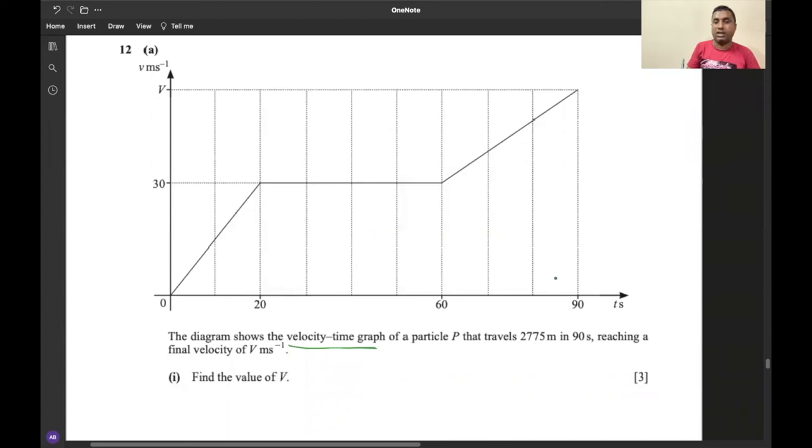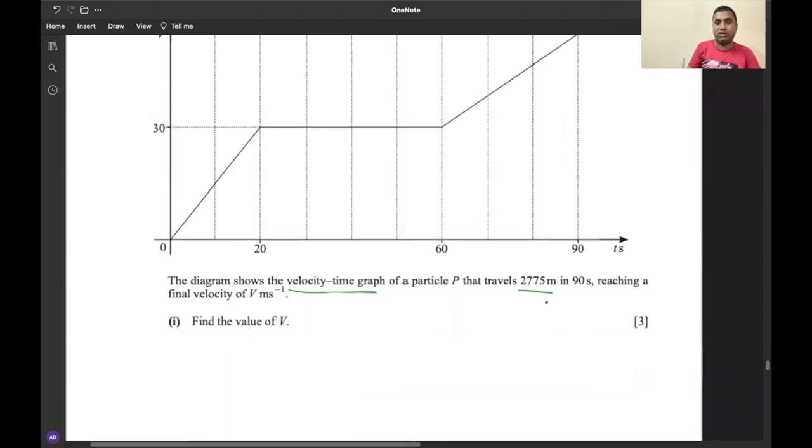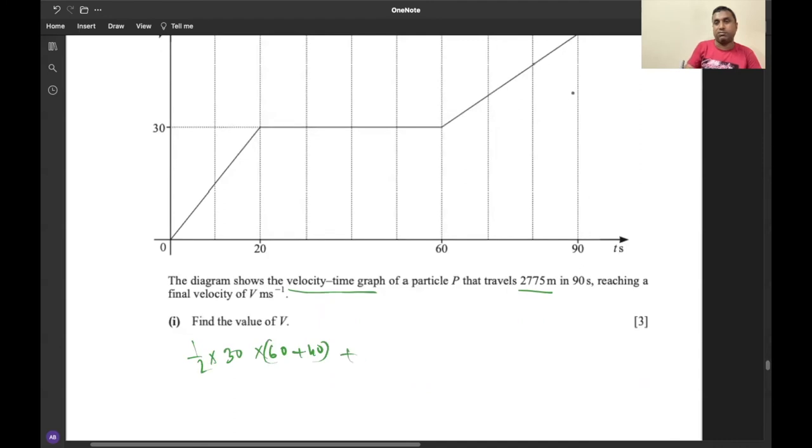So this is velocity time graph, that is, area represents distance. So the distance is 2775 meter. So let me consider, this is one part. So 60, then this part is 40. Distance between it is 30, then half. So we have got this part. Now this is the trapezium, and then plus, this is V plus this length is 30. Then distance between parallel lines, 90 minus 60, that is 30, into half.